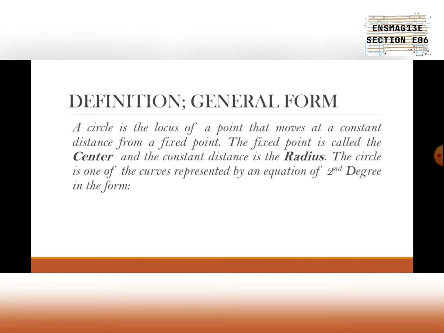A circle is the locus of a point that moves at a constant distance from a fixed point. The fixed point is called the center, and the constant distance is the radius. The circle is one of the curves represented by an equation of second degree in the form ax squared plus bxy plus cy squared plus dx plus ey plus f is equal to 0.